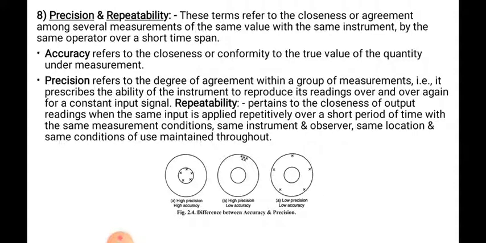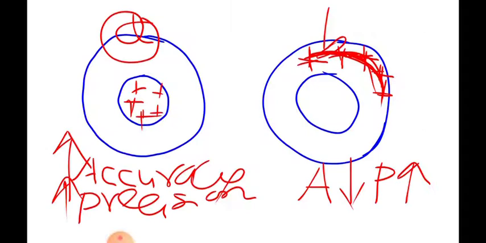Okay, and repeatability means what? It pertains to the closeness of the output reading when the same input is applied repeatedly over a short period of time. Means over a short period of time, the instrument is showing continuously the same reading for the same input, but there is a certain measuring lag. The conditions are the same instrument, same observer, same location, and same conditions of use maintained throughout. So that is nothing but repeatability.